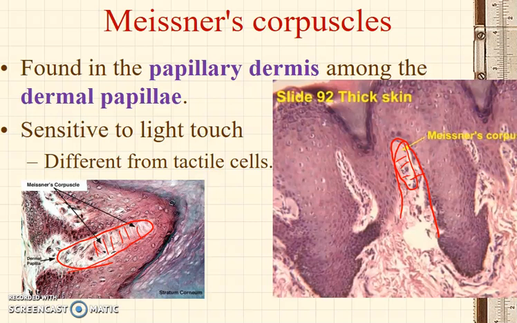It's a little bit harder than the tactile ones, and in physiology, you're going to learn phasic versus tonic receptors. One of them's tonic, one of them's phasic. We're not going to worry about that right now, though. So, you have these Meissner's corpuscles. They also give you a light touch. It's different from the tactile cells.